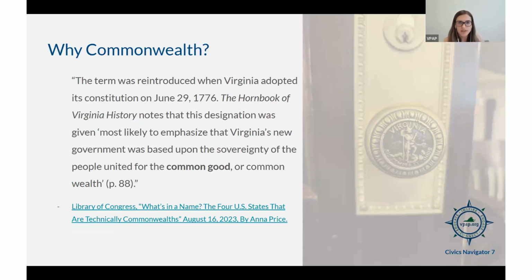In terms of legal ramifications, there aren't really any. But I think it's important to reiterate and reflect on that word Commonwealth, and how our Virginia government and our government as a whole in the United States was based upon this idea of people coming together for a common good, or a commonwealth. That's our goal together, regardless of political stripe or belief. We're here working together for the common good.